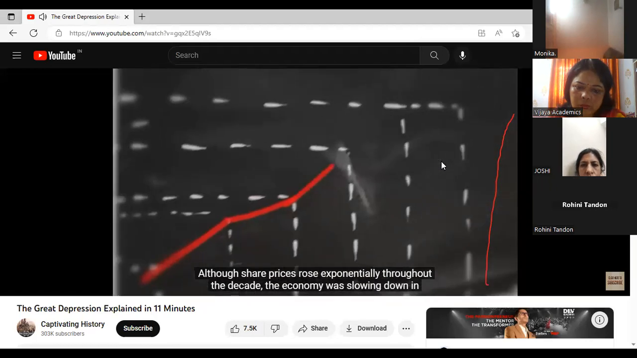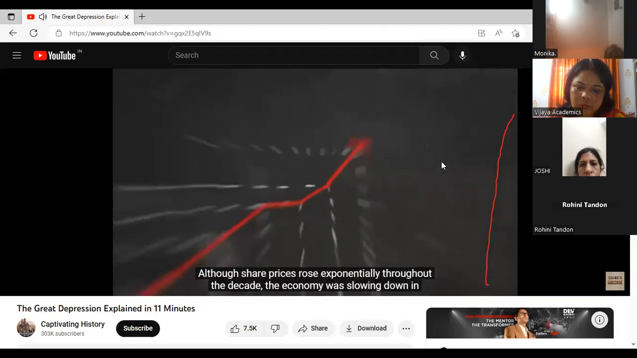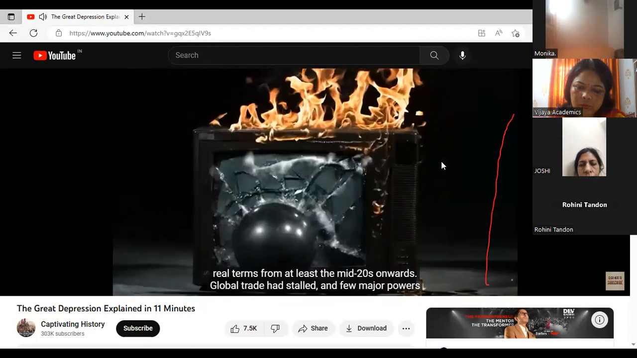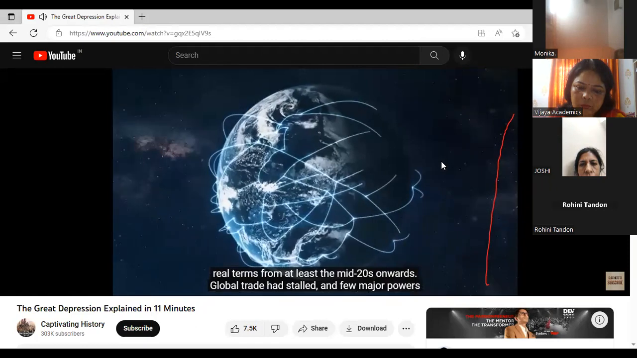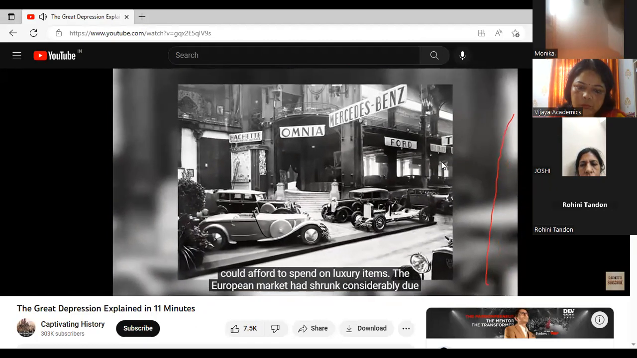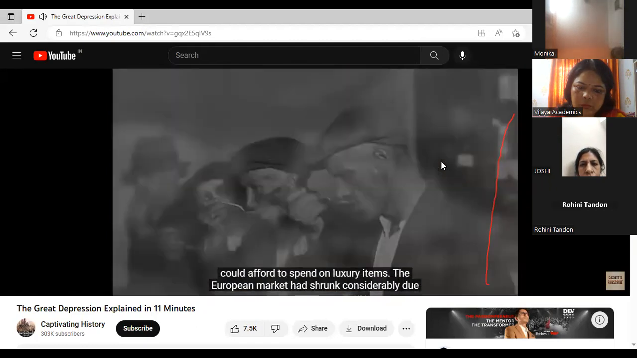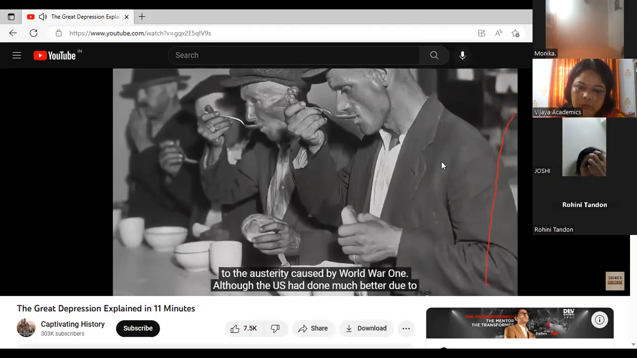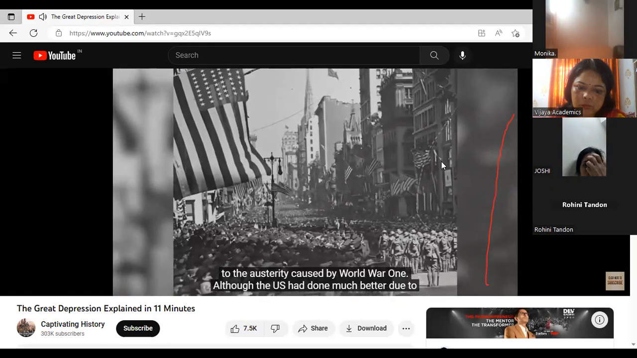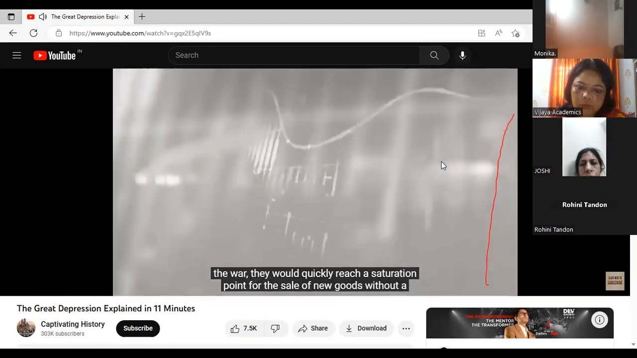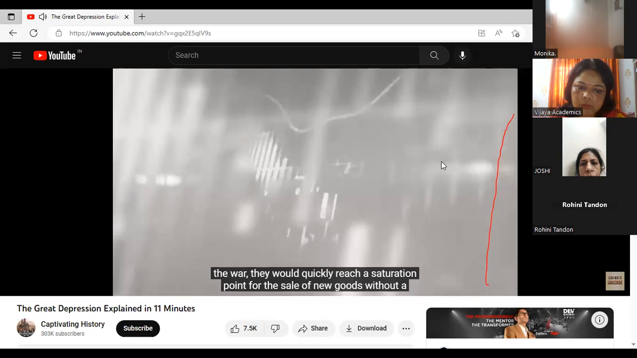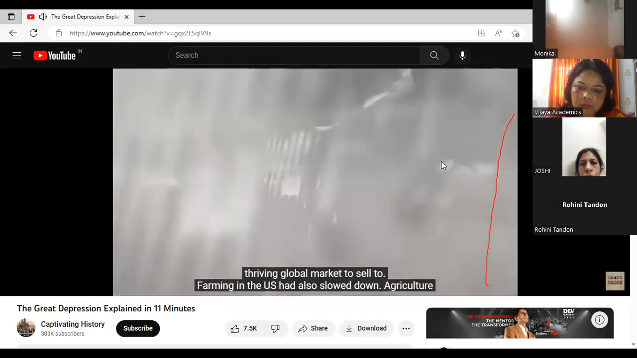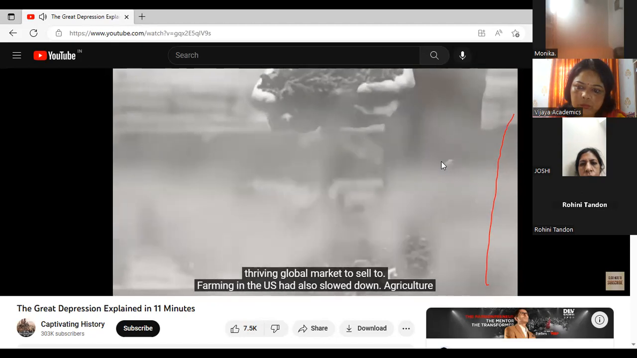Although share prices rose exponentially throughout the decade, the economy was slowing down in real terms from at least the mid-20s onwards. Global trade had stalled, and major powers could afford to spend on luxury items. The European market had shrunk considerably due to the austerity caused by World War I. Although the US had done much better due to the war, they would quickly reach a saturation point for the sale of new goods without a thriving global market to sell to. Farming in the US had also slowed down.